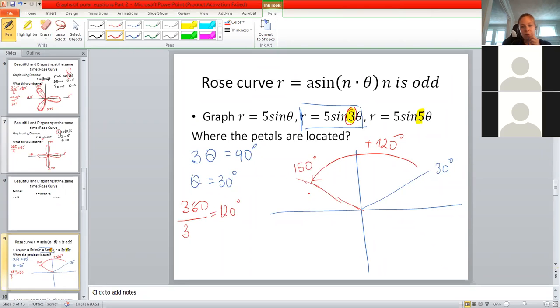And then from 150, rotate another 120 and you will be at 270. 1, 2, 3.